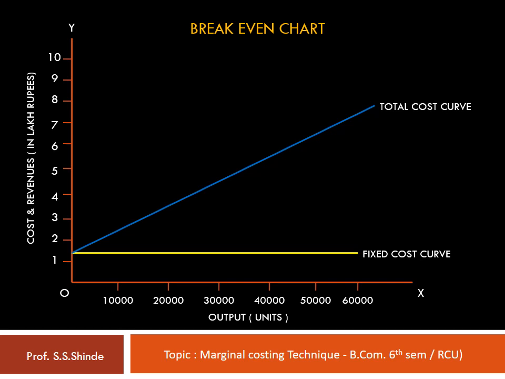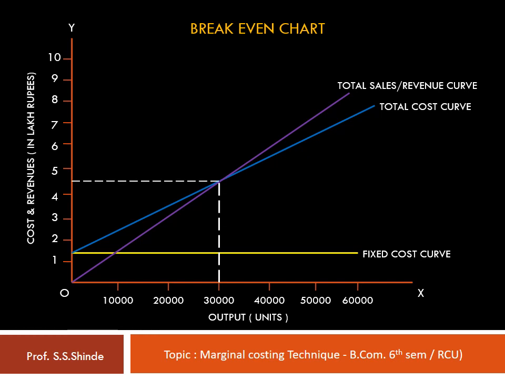total costs and draw the total cost curve. Then we draw the total sales revenue curve with the help of the variables plotted on the graph. Now the total cost curve cuts the total sales curve at 30,000 units at a break-even sales of 4,50,000 rupees. We call this intersection point the break-even point.